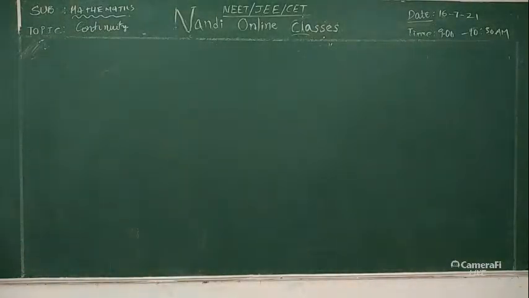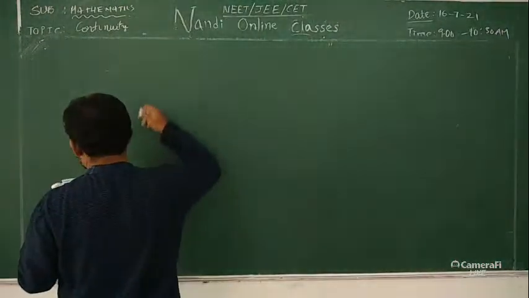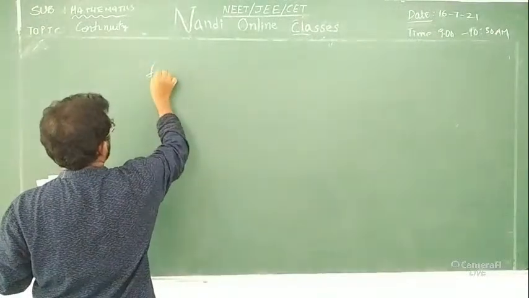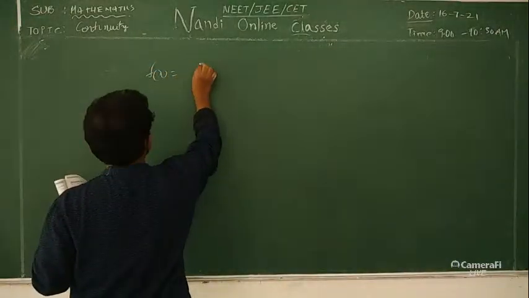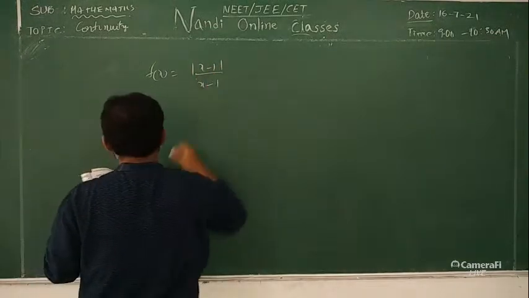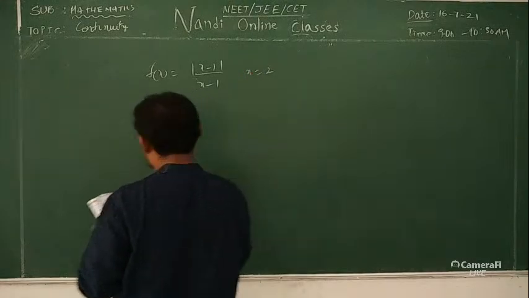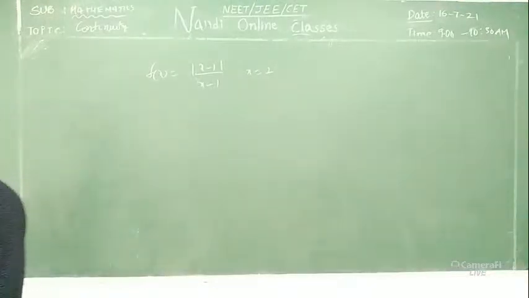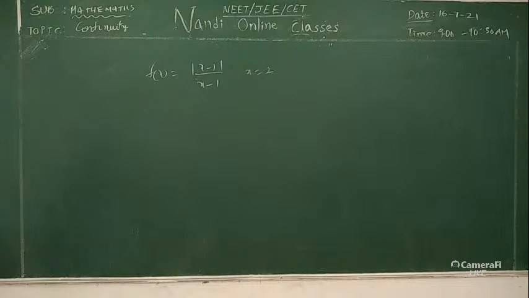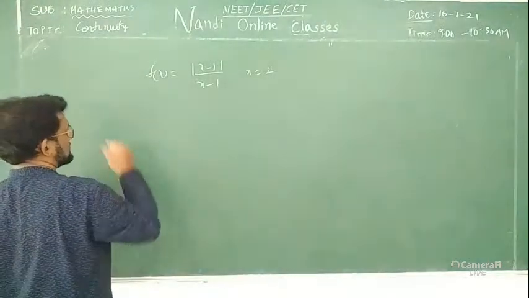Next, f of x is equal to mod of x minus 1 by x minus 1, in the numerator mod function is there, at x is equal to 2. Whether it is left continuous, right continuous, we want to check.